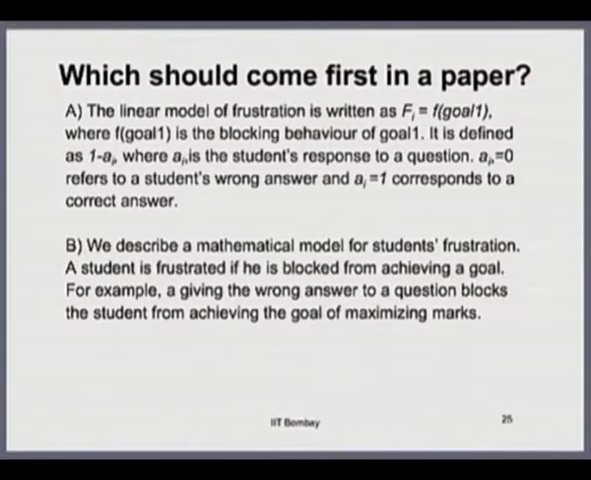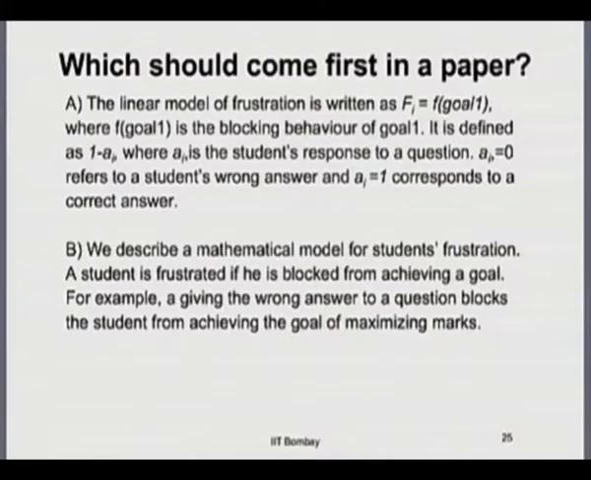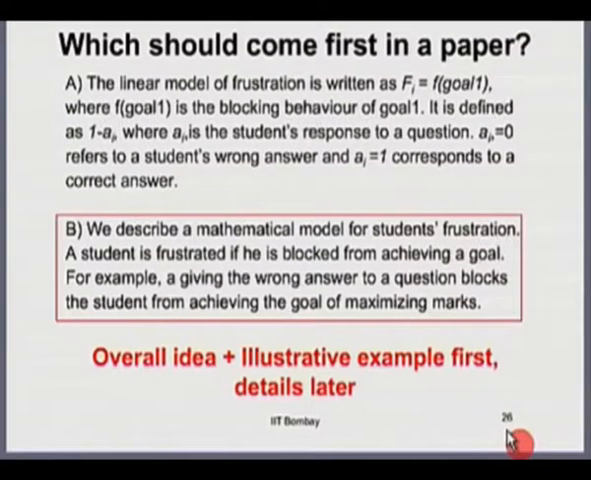Both might be there, but which should come first, A or B? Okay, this time most of you seem to have the right idea here. Indeed, B should come first because B is talking about the overall idea, and more importantly, B is talking about an illustrative example. The illustrative example and the overall idea give an intuitive sense to the reader of what you are thinking. Once the reader has an intuitive sense, she is able to follow what is written in the details.